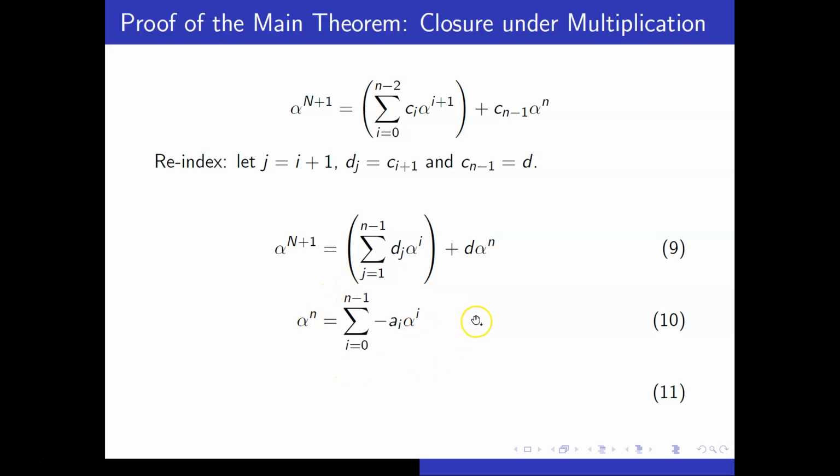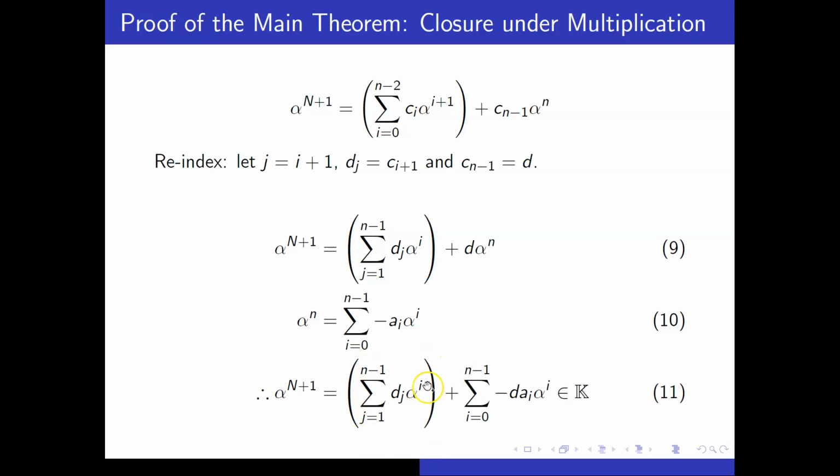So I can plug that in to equation 9. Well, this is combinations of the powers between 0 and n minus 1. This is combinations between 0 and n minus 1. Closure under addition, that belongs to K. So equation 11 gives us that any power of alpha, by induction, belongs to K.